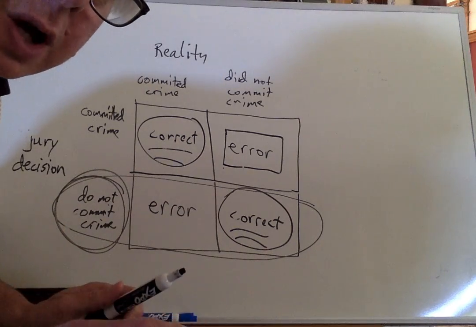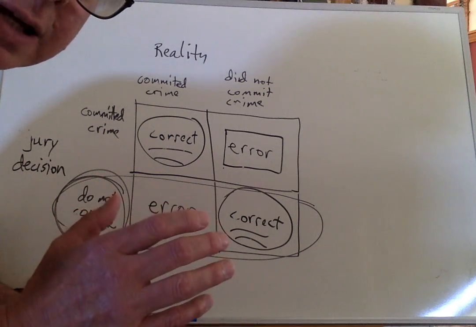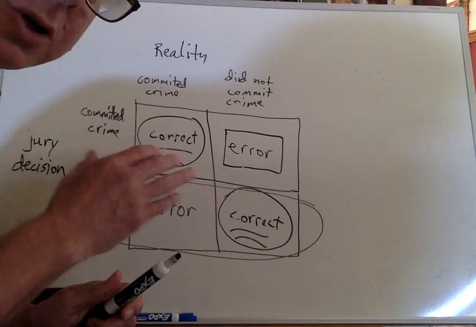Okay, next video we'll talk about how we create this matrix for our research decision making, because it's going to be a similar 2x2 matrix.